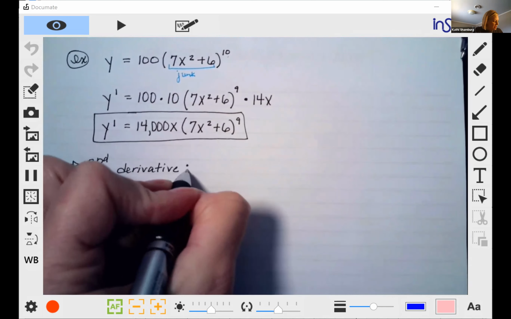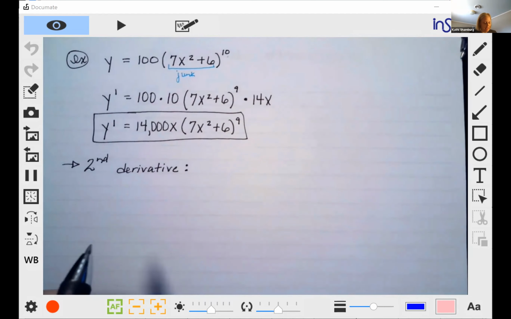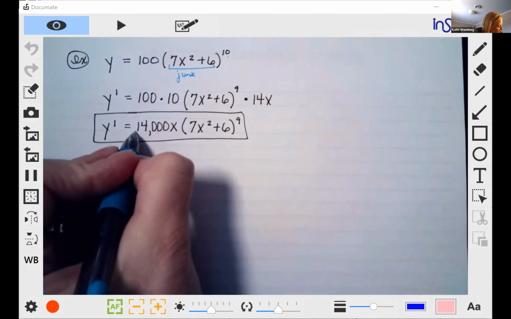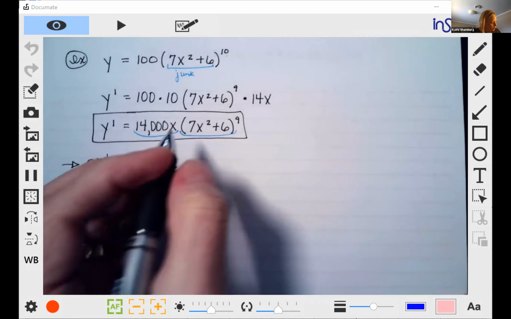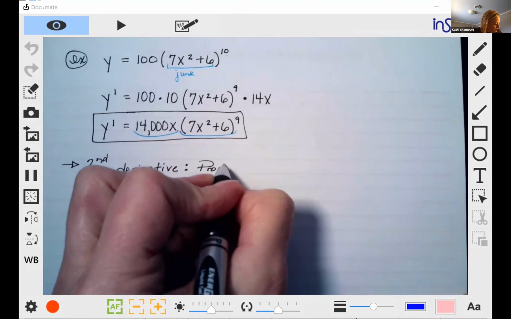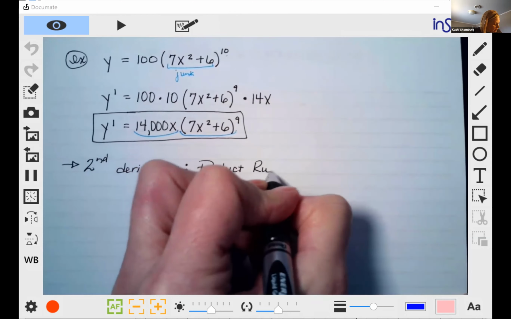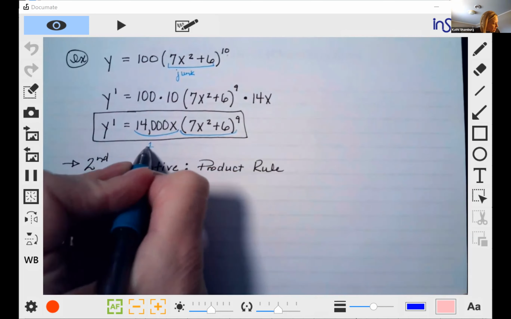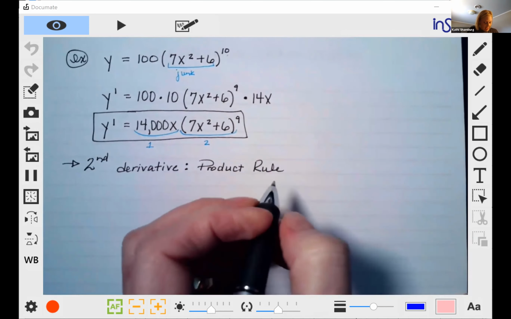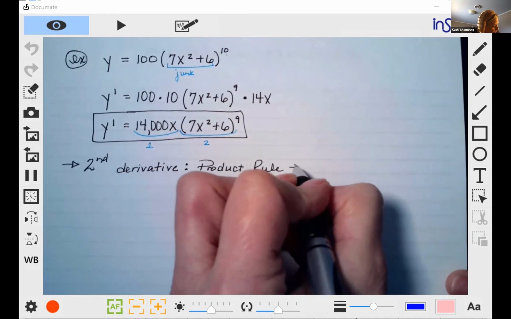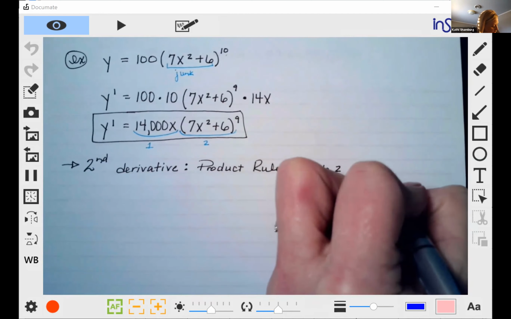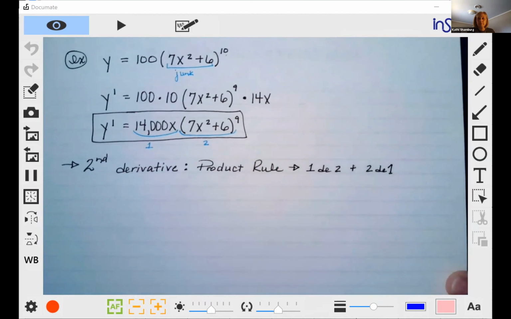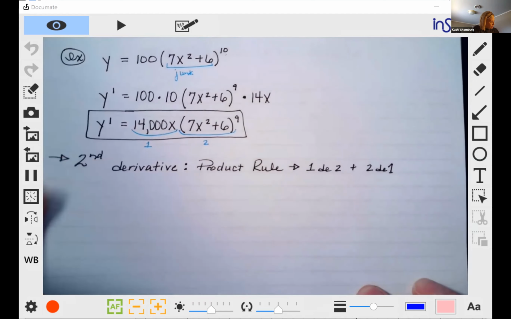All right. Things are going to get a little bit more complicated here because guess what? We have this times this. So we're going to have to apply the product rule. So I want you to think 1, 2, and don't forget that the product rule is 1 d2 plus 2 d1. So those don't go away. We have to keep applying them, okay? All right, let me move this up a little bit.